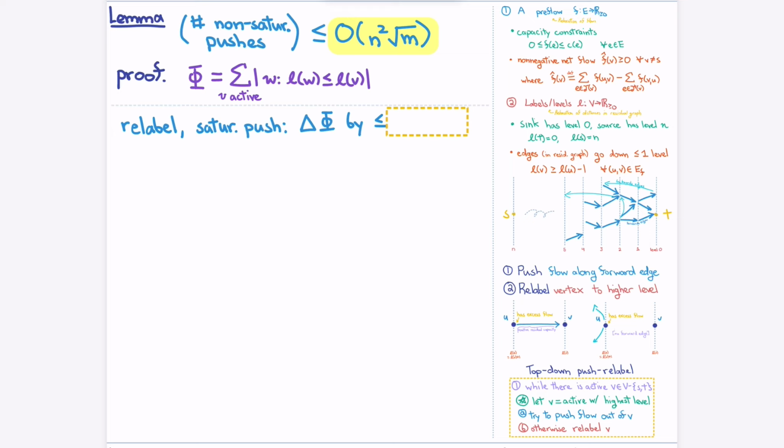Okay, so how much can a relabel increase my potential? We can focus on relabeling first. So I take an active vertex and I relabel it. How much can my potential go up by?